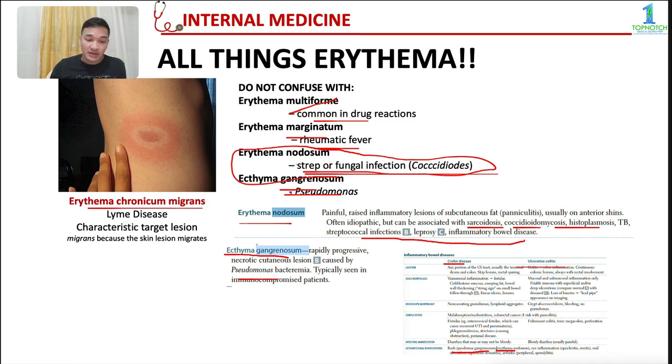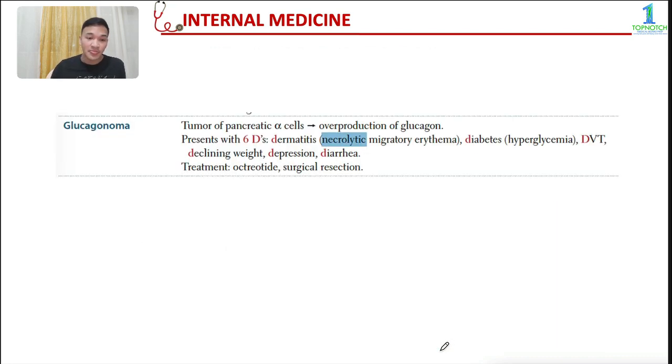Ang erythema chronicum migrans is a Lyme disease. Multiforme is a drugs. Marginatum is a rheumatic fever. Erythema nodosum is IBD and other infections tulad nito. Ecthyma gangrenosum is Pseudomonas. Pyoderma gangrenosum ay sa IBD rin. So, magkakaiba yung mga lesions na yun, but you have to remember those. Okay, and ang necrolytic migratory erythema is makita nyo sa glucagonoma.